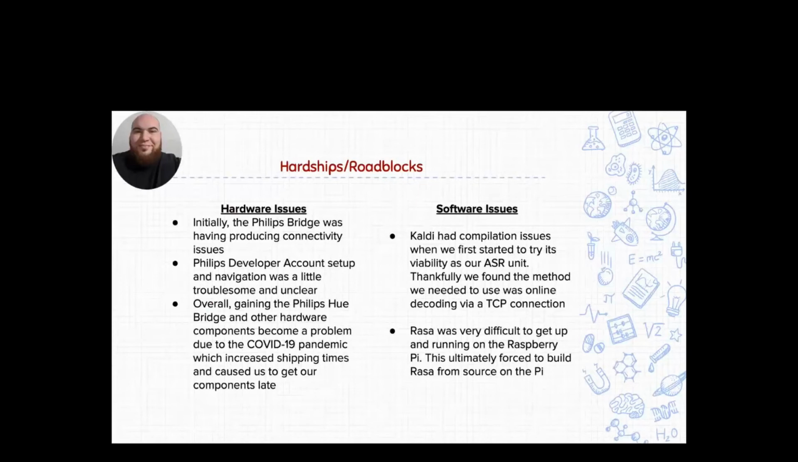Overall, gaining the Philips Hue bridge and other hardware components became a problem due to the COVID pandemic. It increased our shipping times, caused us to get our components late, and also gave us the inability to meet in person. Because of shipping delays, we had to gather all the components in different locations instead of a central one, making it hard for everyone to come together and to troubleshoot all the issues with a full working system.